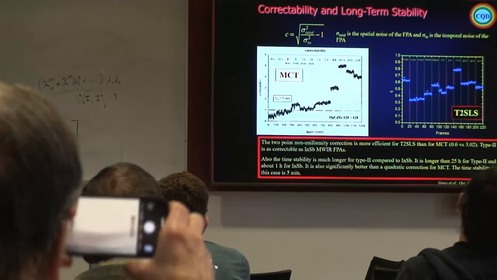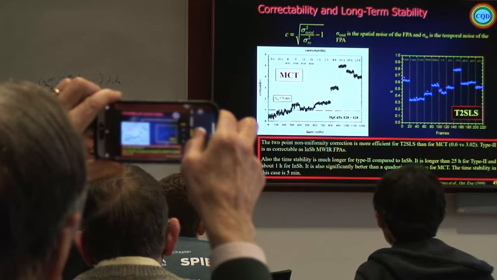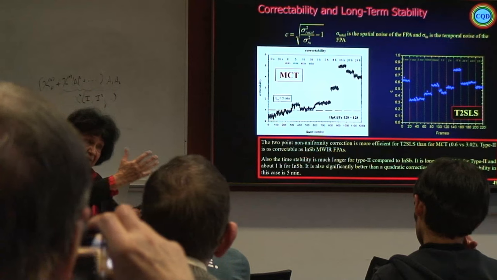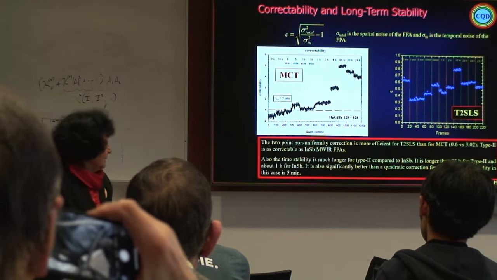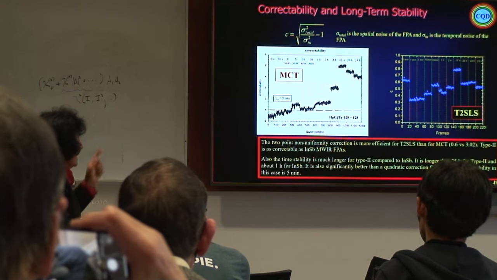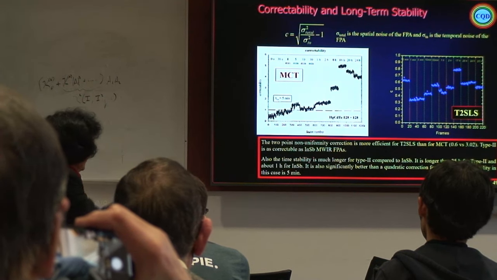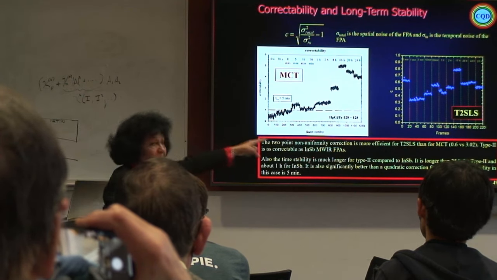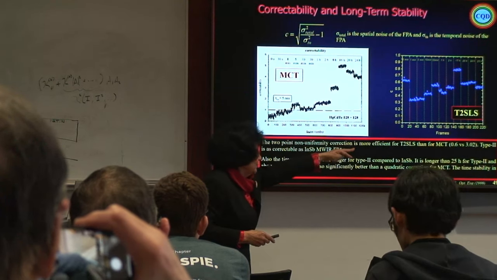Okay. So again, all of these results went to the different government labs, the center of DOD and the lab, and to the big companies such as Lockheed. They did the correctability and long-term stability. That is MCT, mercury-cadmium-telluride, and that is the superlattice.